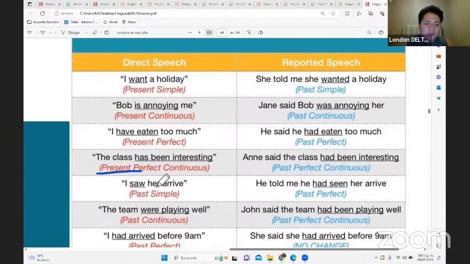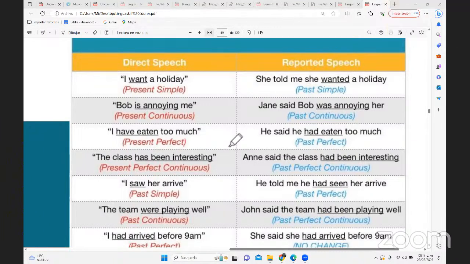Okay, now we have the present perfect continuous. Can you read the example, please, Carla? The class has been interesting. Annie said the class had been interesting.